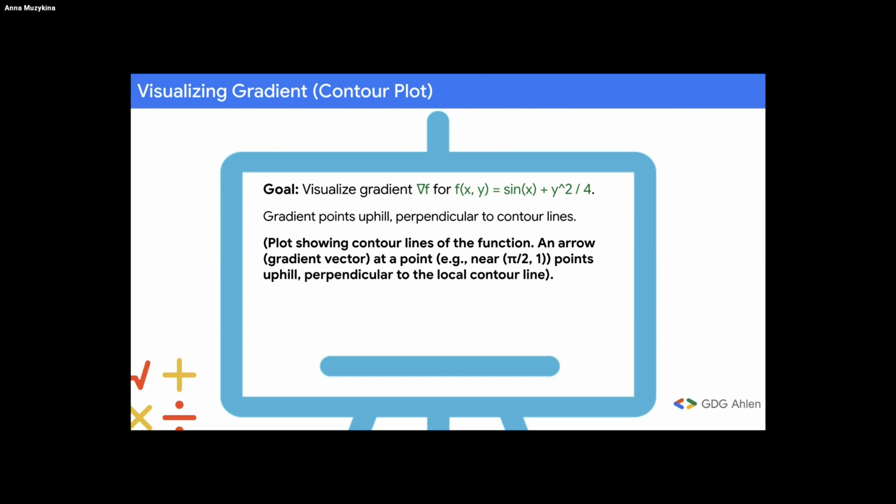Let's visualize the gradient again, this time for a slightly different function. f of x, y equals sine x plus y squared divided by 4.